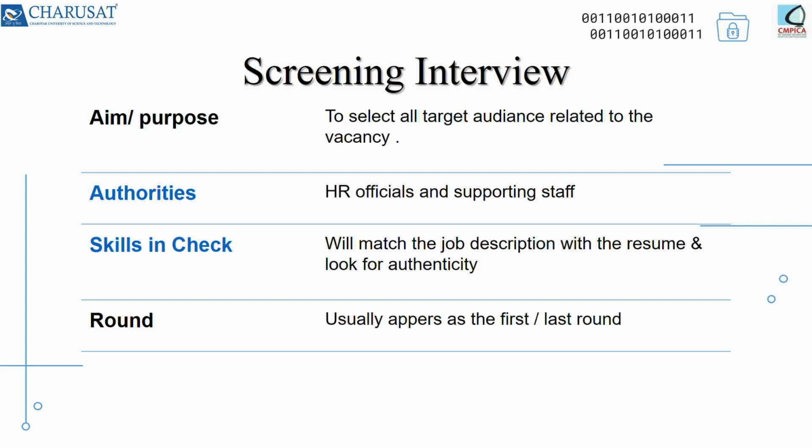The skills targeted in this screening interview are whether the candidate matches the job description or not. They will look for authentication of the data sent through resumes or different documents that the applicant or candidate might have given. This is actually the very first, ground level of interview that happens. It could be in a one-on-one room with verification of the data given, or it could be a different procedure for the same. But in many MNCs and local companies in the corporate sector, this is the very fundamental first round of interview.